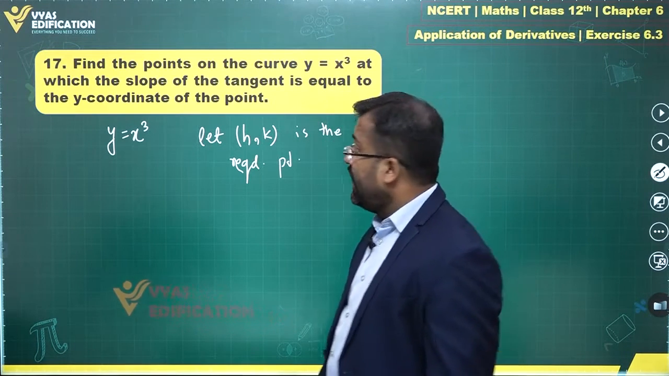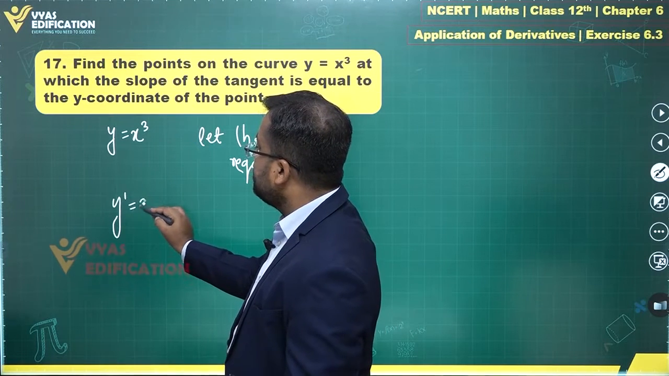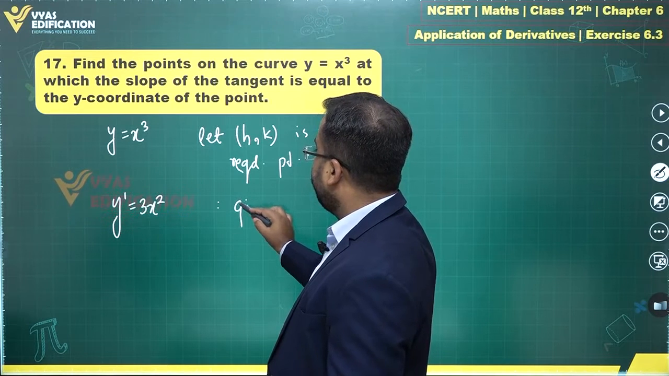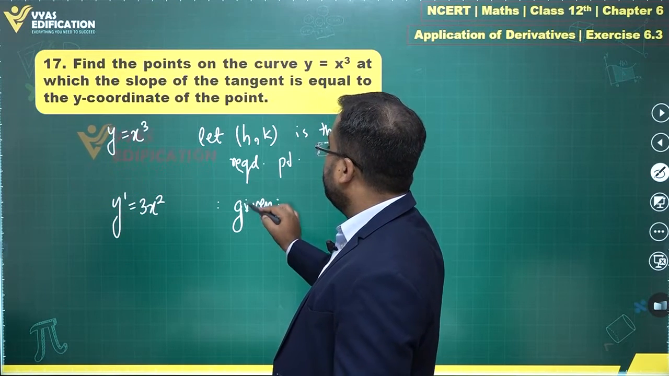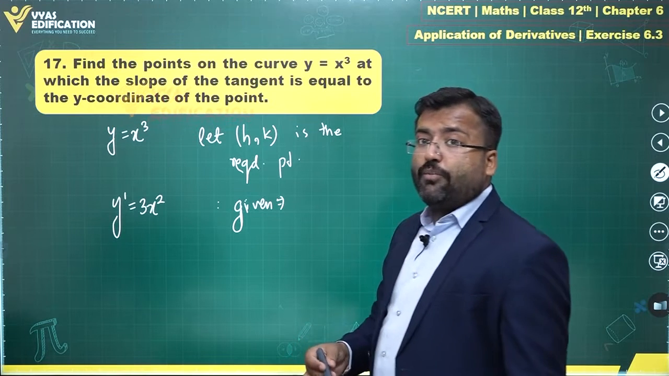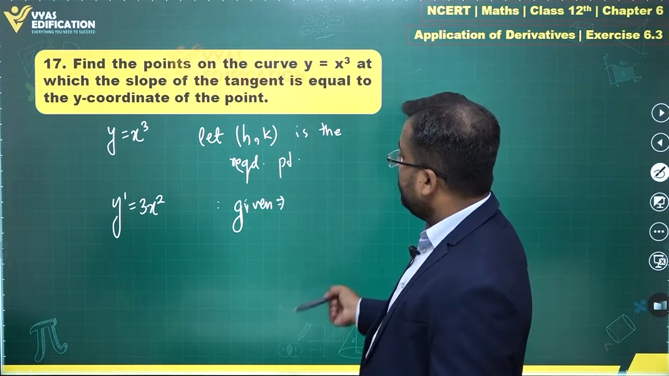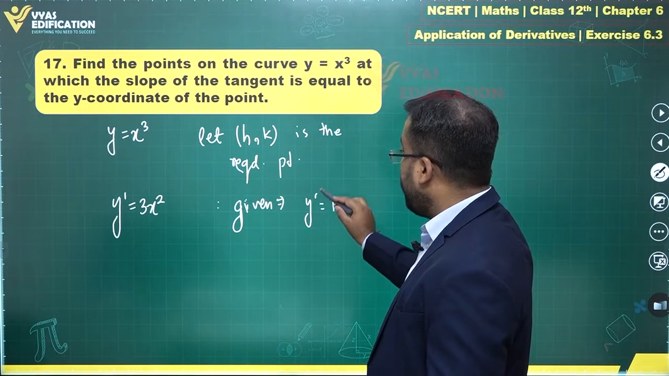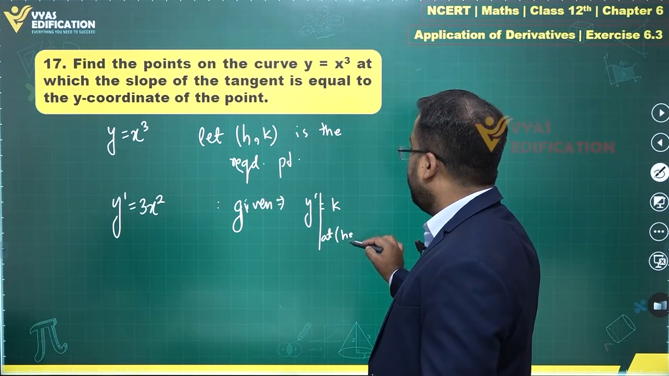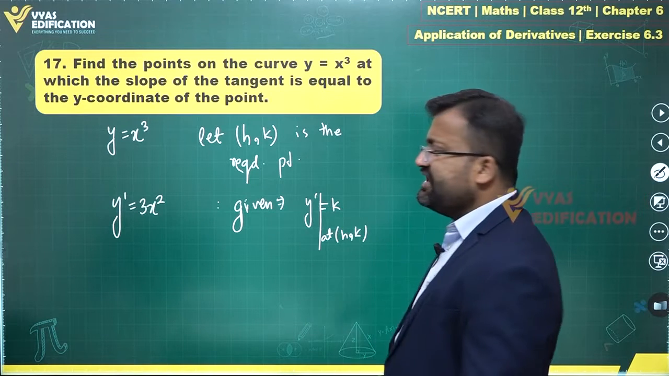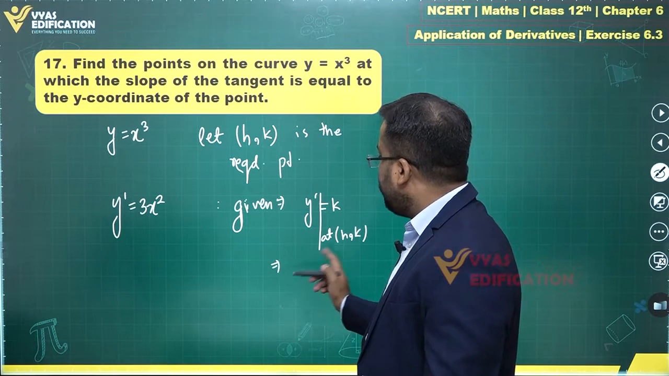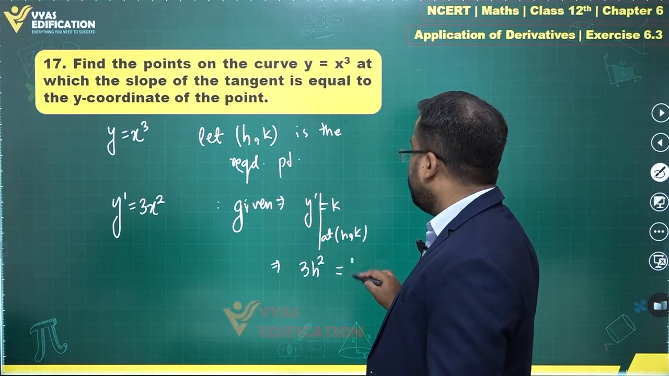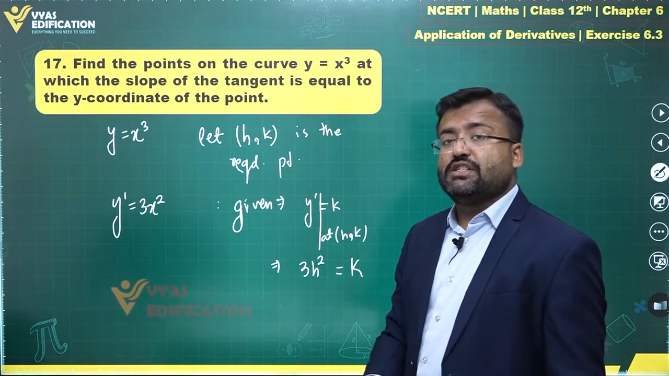Okay, this is what we have. What about y prime? Y prime is equal to 3x square. Okay, so it is given that slope is equal to the y coordinate of this point. Y prime is equal to k. Y prime at h comma k is equal to k. This is the condition that I'll apply, right? So y prime at h comma k will be 3h square, and this is equal to k. This is what the person has given to us, right?